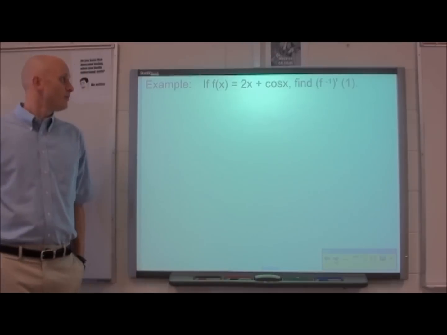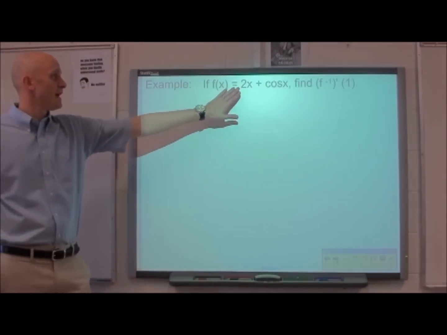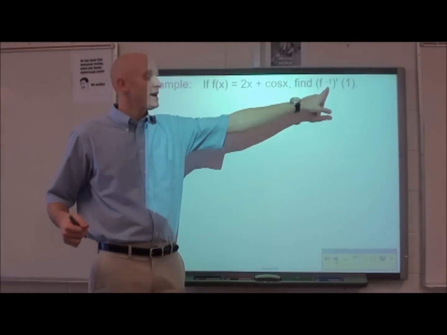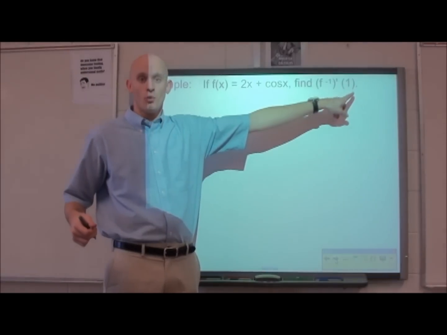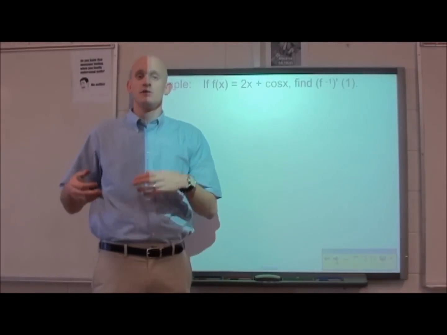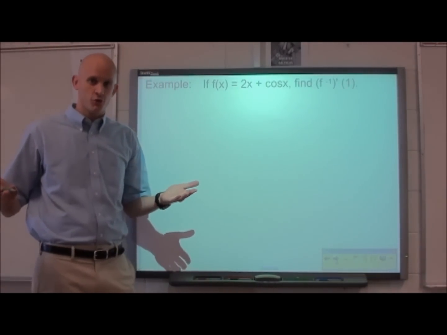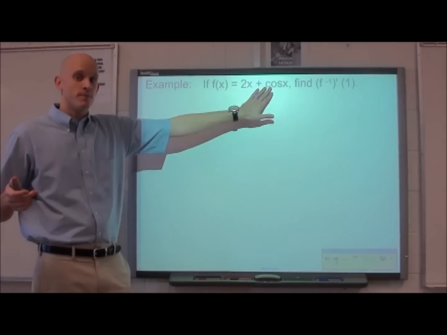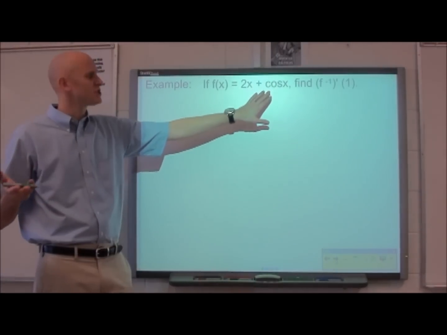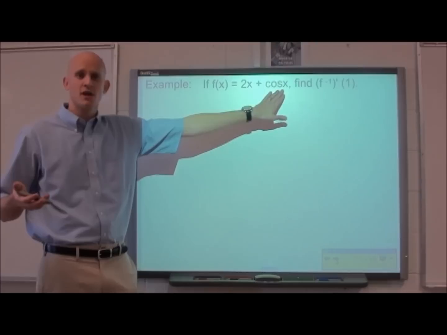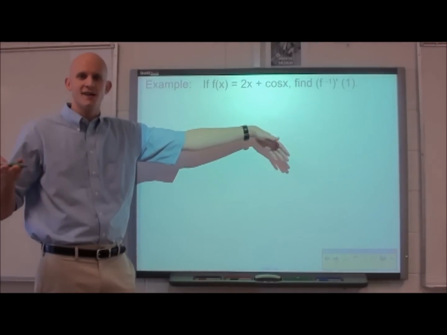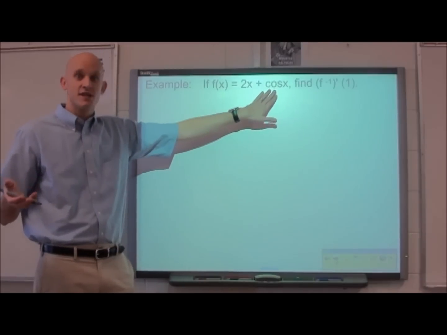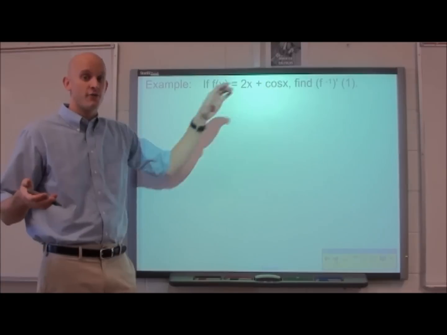Here's our second example. We're given a function f of x, and we want to find the derivative of the inverse of f of x at 1. So we can use our formula as long as a couple of things are true. First, is this differentiable? You could look at a graph or just know that I have some number times x plus cosine. It's going to be a constant. There are going to be no asymptotes. There are no places where it's undefined. This is a continuous function that is differentiable.